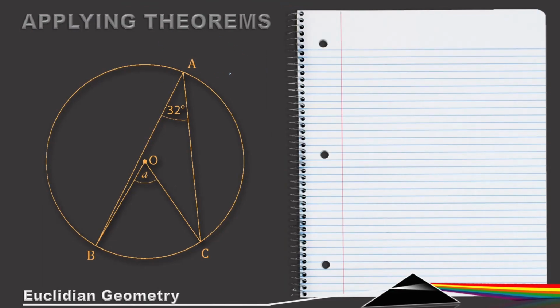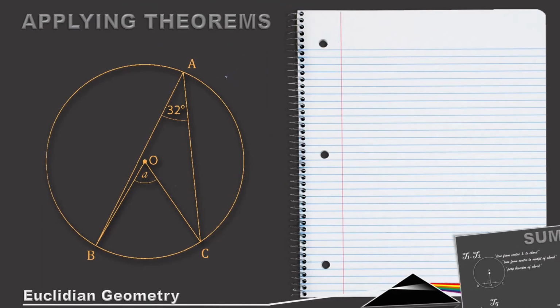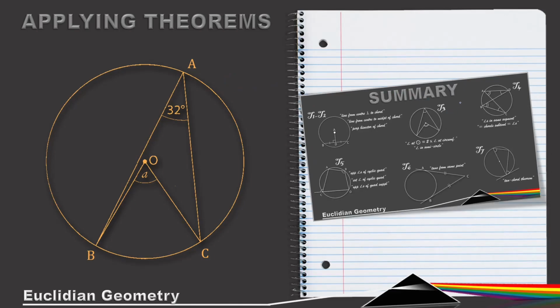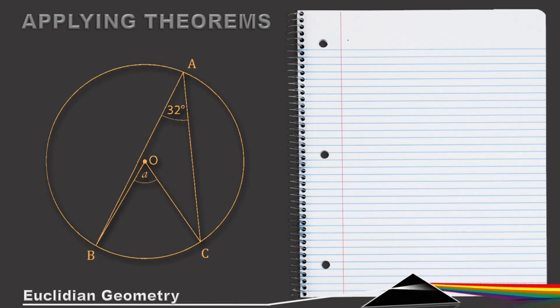Okay, now this one, if we look at our summary, we can see that it looks like Theorem 3. And Theorem 3 says that the angle at the center is 2 times the angle at the circumference. So meaning we can say A is then twice 32 and give our reason: angle at center is 2 times angle at circumference. So A is equal to 64, and angle at center is 2 times angle at circumference.